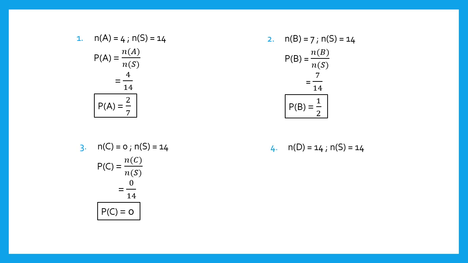N of D is equal to 14. N of S also 14. P of D is equal to N of D upon N of S. Substitute the values, we'll get 14 upon 14. Therefore, probability of event D, that is P of D, is equal to 1.